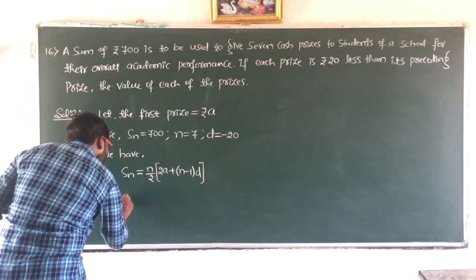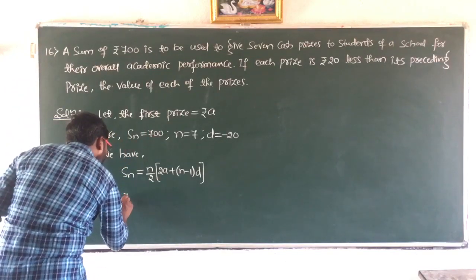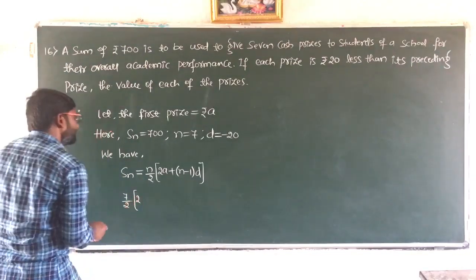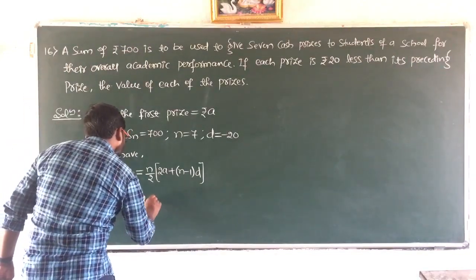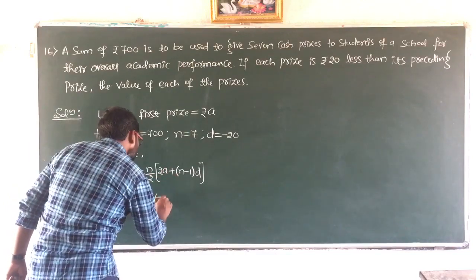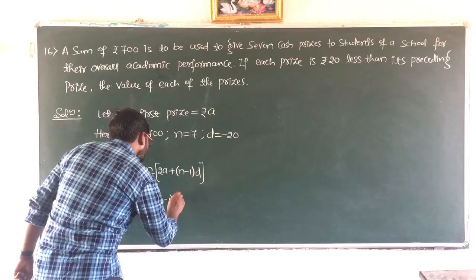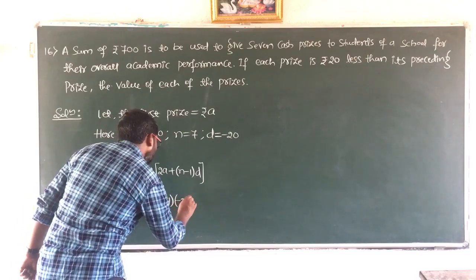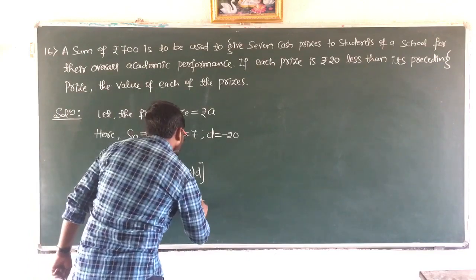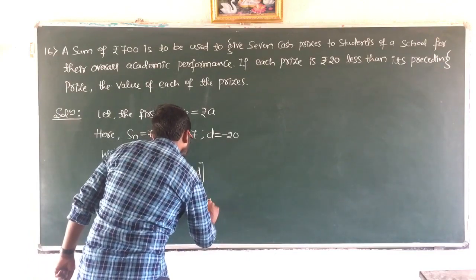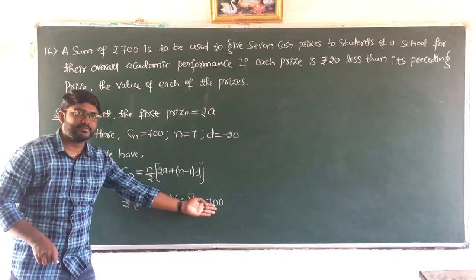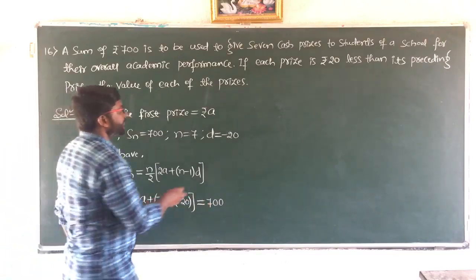So now n by 2, it is 7 by 2, into 2a as it is, plus n minus 1, n it is 7 minus 1, into d, it is minus 20. This is equal to how much? 700 rupees. So now see here, Sn it is 700, that is the given 700. Then let us simplify this.